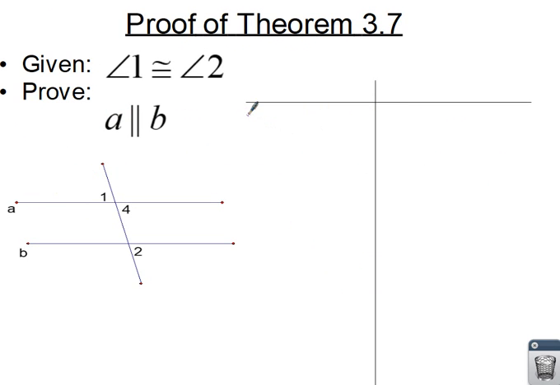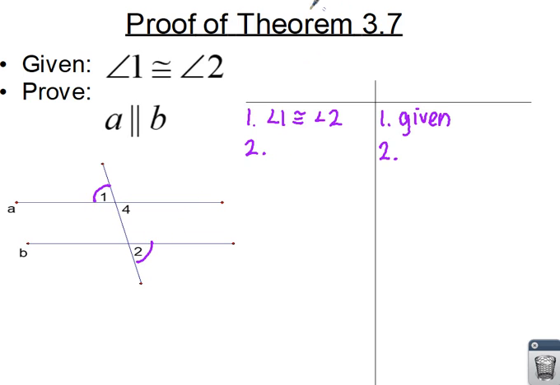Alright, let's run another proof. First step, always, always, always is a given. Whenever I ask you what's the first step, you should be able to give that to me even if you have no idea how to do the rest of the proof. Okay? And then we go over to our picture and we mark it.